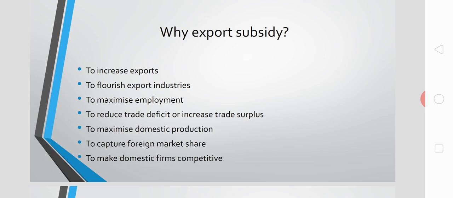It is to maximize the domestic production and increase the gross domestic product or national income of the nation. Export subsidy is to capture the foreign market share for the domestic producers. Domestic producers may be deliberately able to capture the market share in the foreign country with the help of the export subsidy. So this is the deliberate way of making the domestic firms of the nation competitive internationally.